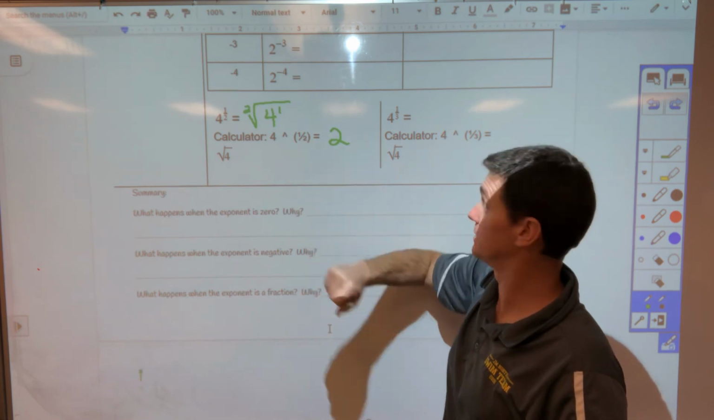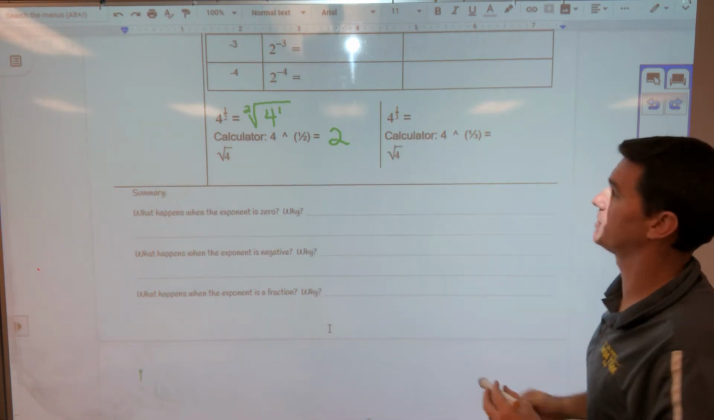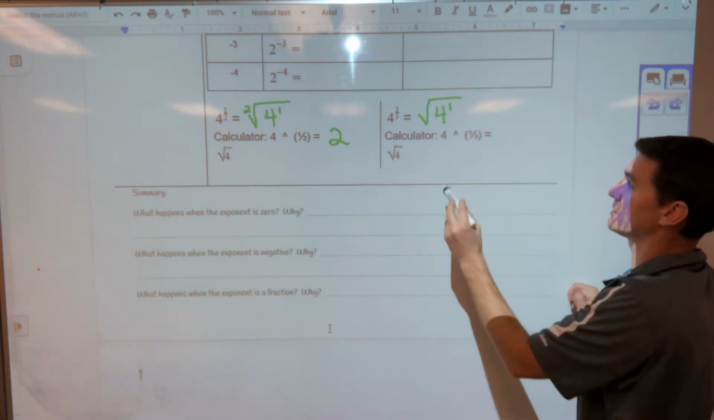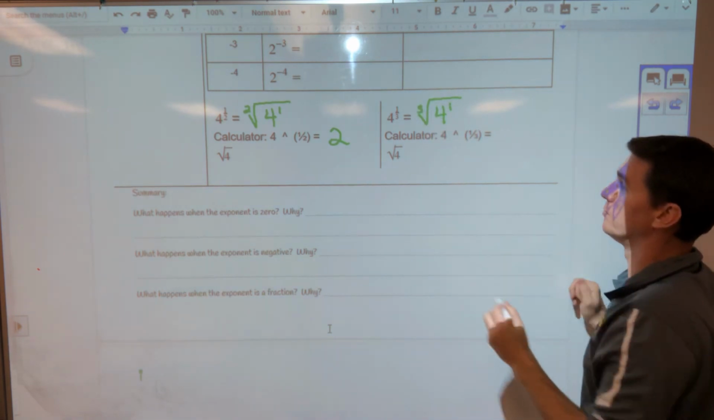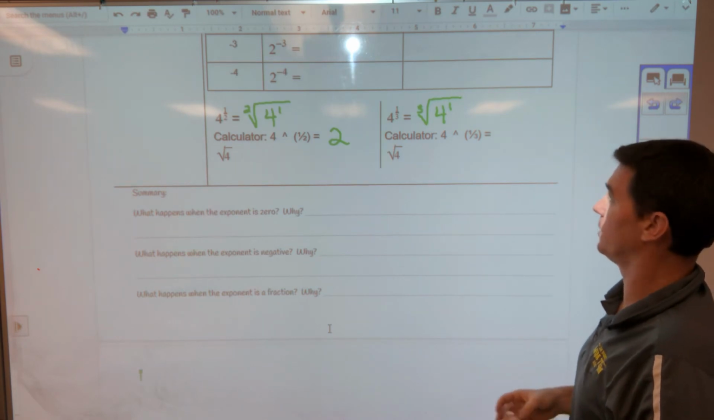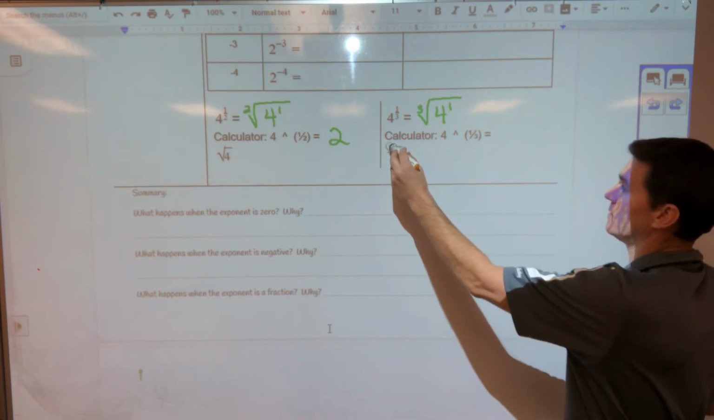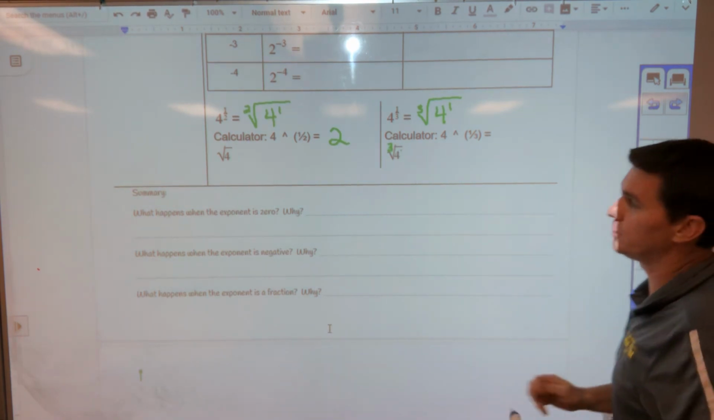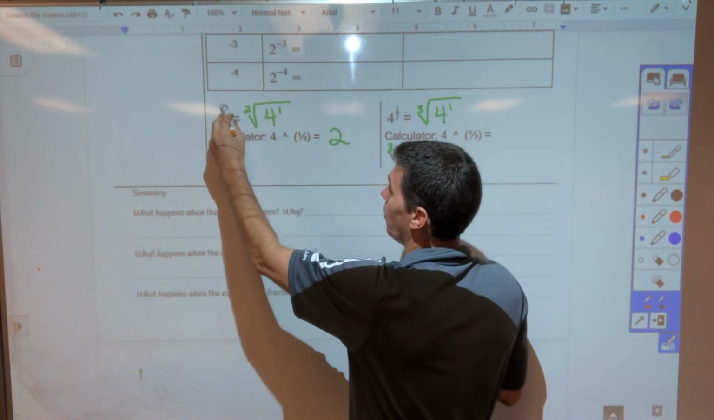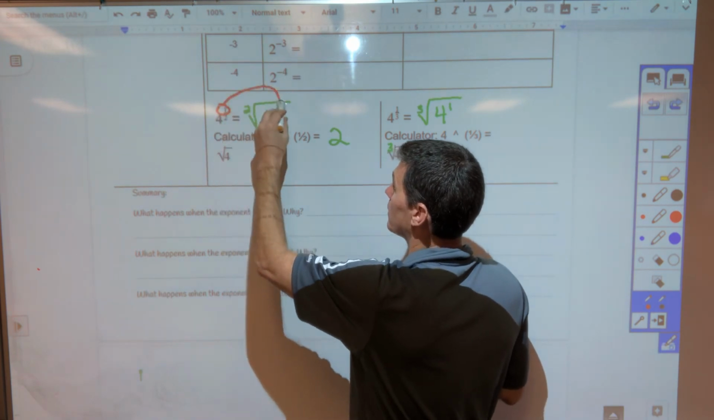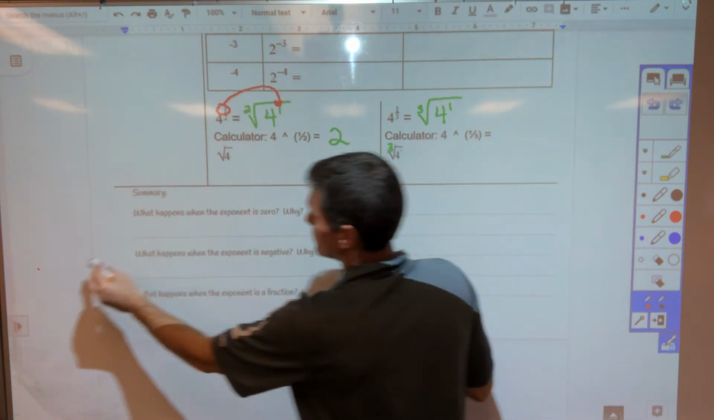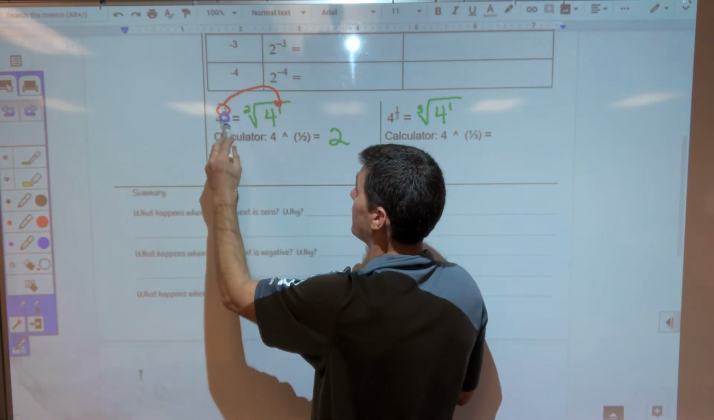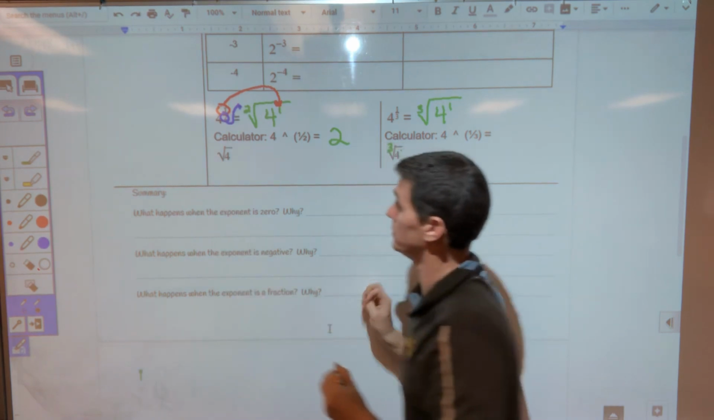All right, so 4 to the 1/3 would be the same as 4 to the first, and we're looking for the cubed root. The cubed root of 4, we don't really know it, so we would just leave it as the cubed root of 4. All right, so what do we do when there's a fractional exponent? The 1 goes here. The bottom part of your fraction, that is your root.